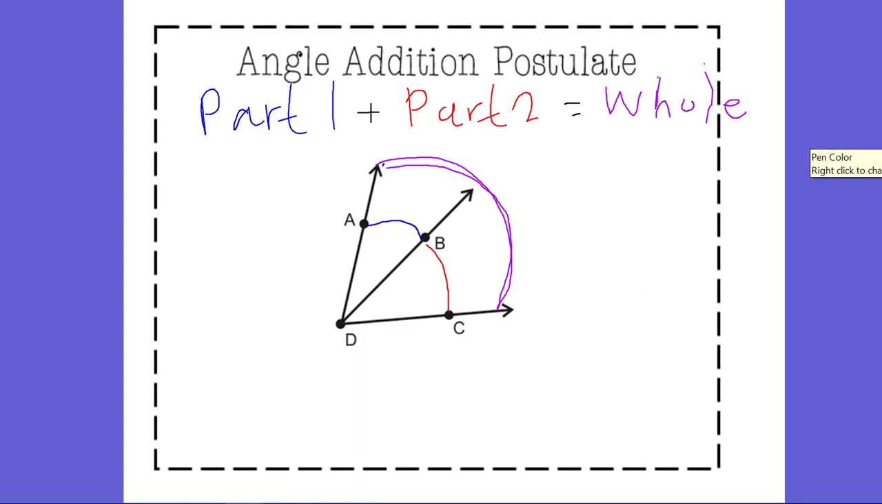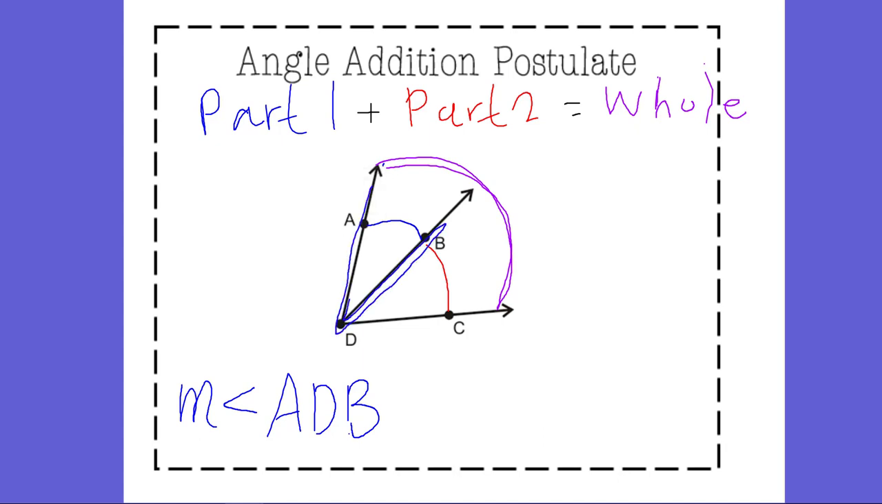So I can say the measure of angle ADB. Remember, I always put my vertex as the middle point. So angle ADB. That's part 1. The measure of angle ADB. And what that means, M stands for measure, and for an angle, that means how many degrees are in the angle. So we can talk about an angle, and then we can talk about the measure of that angle.